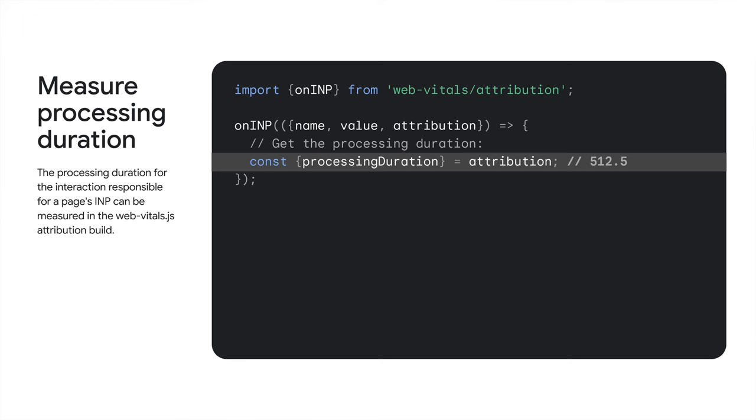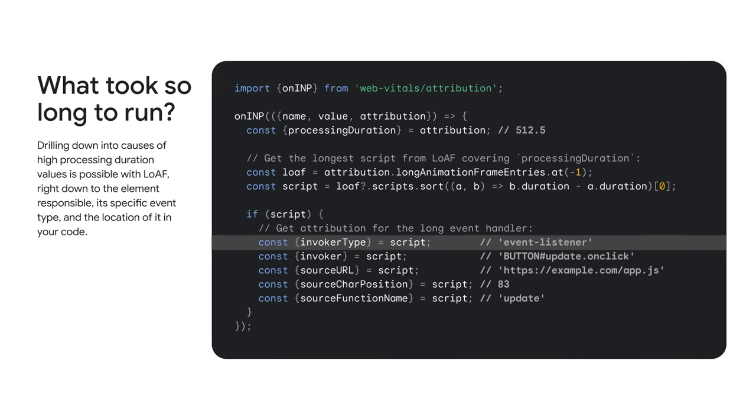WebVitals.js reports the processing duration for the interaction responsible for a page's INP. And if you notice high processing duration values, LOAF can tell you what event handler in which script was responsible for it. LOAF will give you a lot of data you can use to troubleshoot these types of problems, starting with the invoker type, which in these cases will always be event listener.